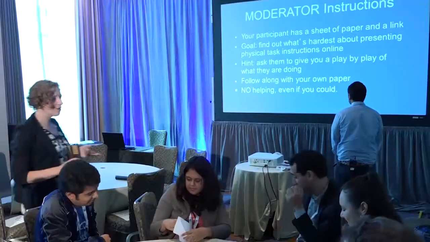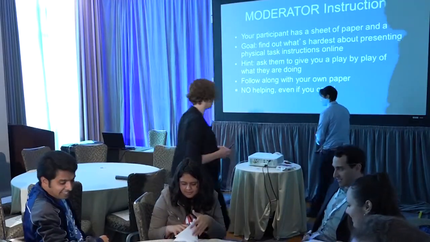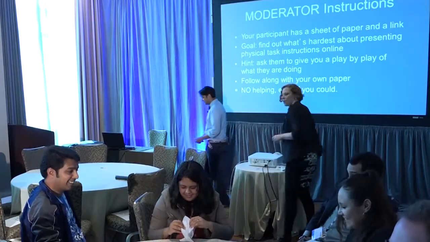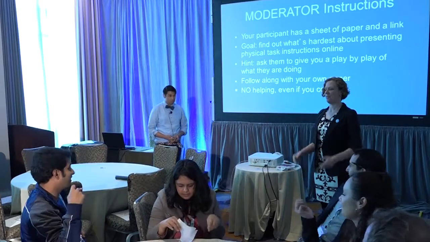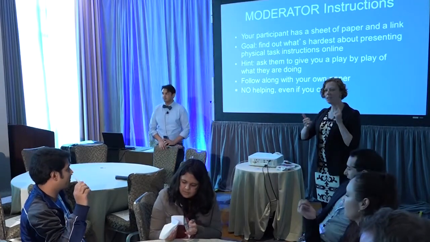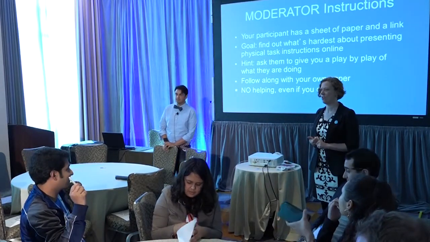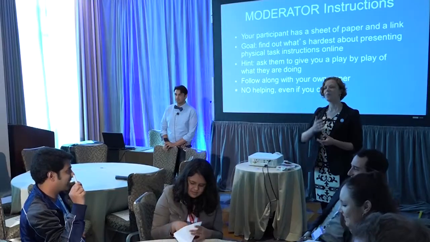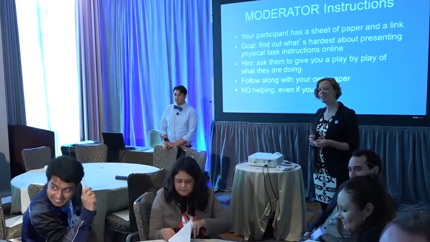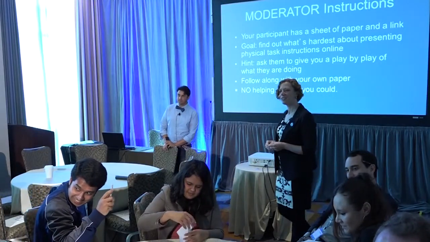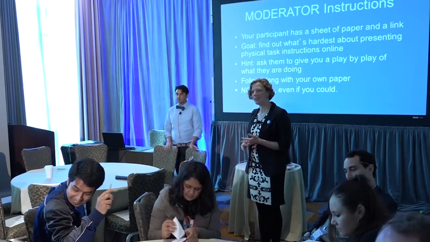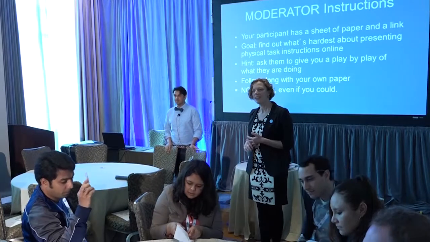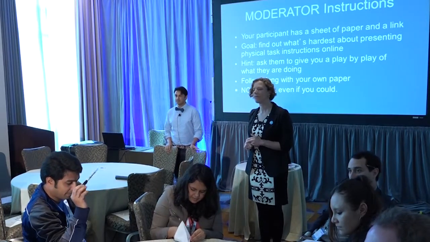I suspect our moderators got a lot of information about physical task instructions out of this session. Can I hear some of it? So, did anybody see a participant employing a workaround? Tell me about that. I saw that on the very first step, the assumption was made to start with a square, even though the instructions didn't say anything about starting with a square piece.